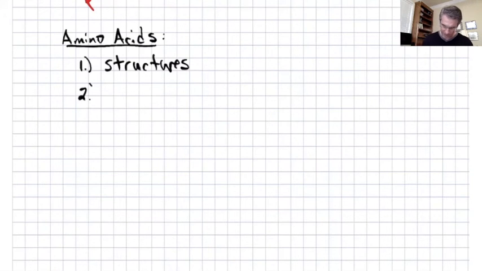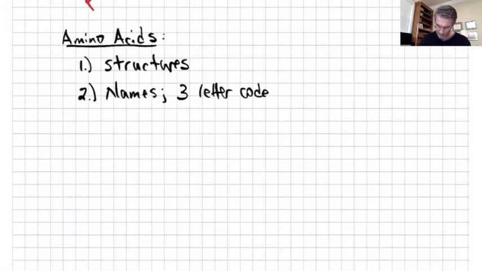Okay. Second, you need to know their names, right? Their full names, sort of written out. You need to know the 3-letter codes. Those are pretty easy. But then you also need to know the 1-letter codes, because you're going to see all of those get used and mixed up, right? And some of them are obvious and some of them not so much, right? So you need to learn those.